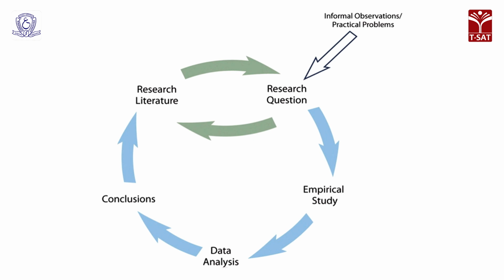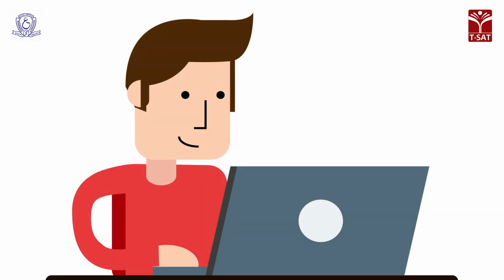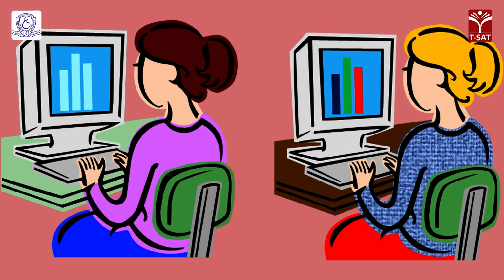Because the research literature is one of the primary sources of new research questions, this process can be thought of as a cycle. New research leads to new questions, which lead to new research, and so on. The figure also indicates that research questions can originate outside of this cycle, either with informal observations or with practical problems that need to be solved. But even in these cases, the researcher would start by checking the research literature to see if the question had already been answered and to refine it based on what previous research had already found.